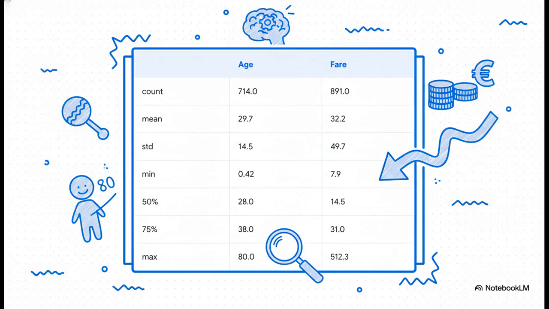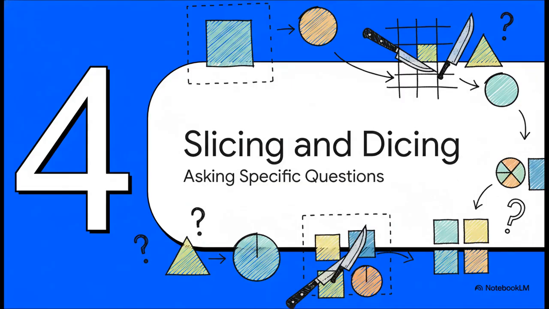And look at the fare. Someone paid over £500 for a ticket, while the average was only 32. These are the kinds of stories you can start to uncover in just seconds. So, we've done our big picture overview. Now it's time to zoom in and get specific.